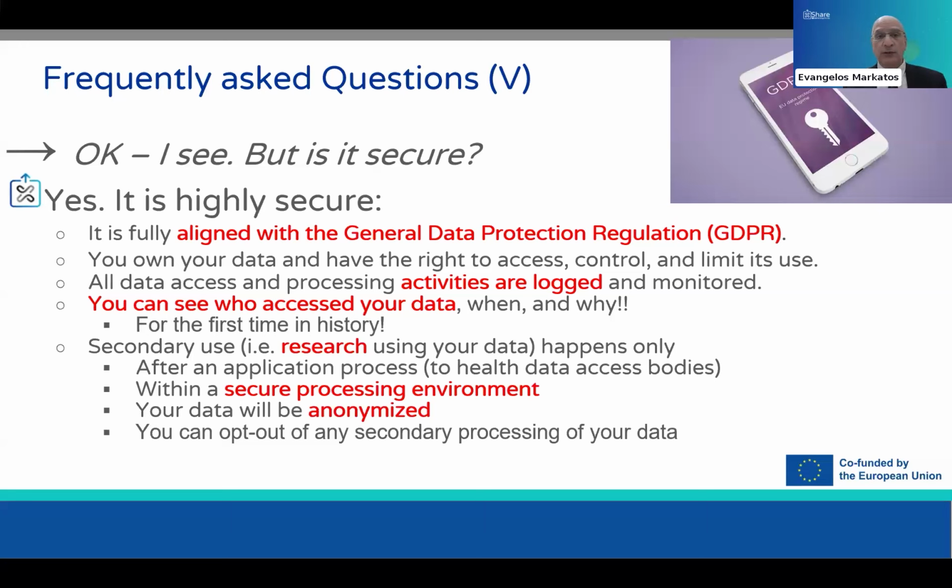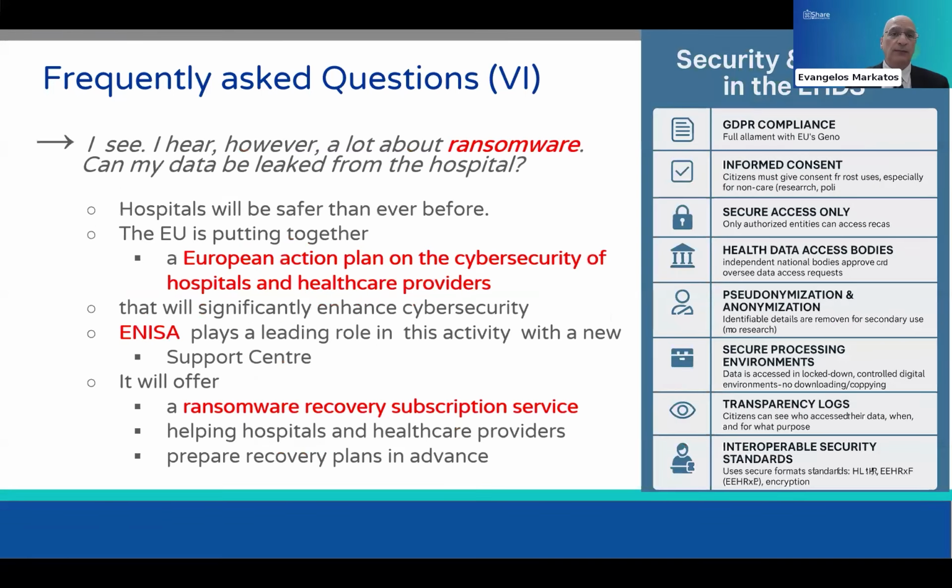Also for secondary use, that is research using your data, secondary use happens only after an application process. That is, not everybody can access your data, only vetted researchers will be able to access your data. And that access will happen within a secure processing environment. They cannot download your data on their laptop or desktop. No. Data processing happens in a secure processing environment, and your data will be anonymized. And in most cases, you'll be able to opt out of any secondary processing of your data.